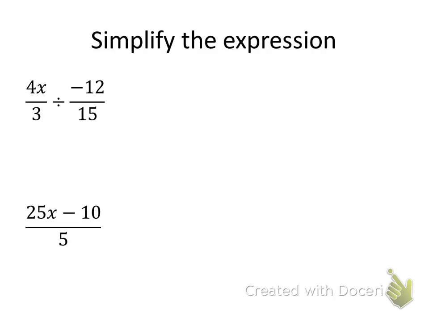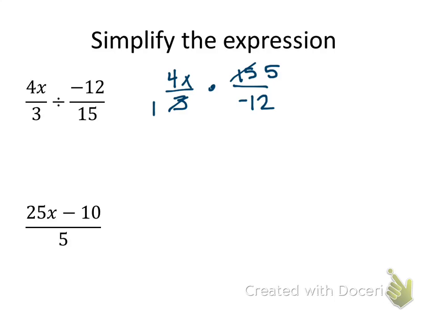So we use KFC, and I keep. What am I keeping? 4x over 3. What am I flipping? It becomes 15 over negative 12. And what am I changing? Very good. Division to multiplication. Now, before we get started, before we even multiply, is there anything that I can simplify here? Madison? The 3 and the 15. What number goes into both 3 and 15? 3. 3 goes into 3 1 time. 3 goes into 15 5 times.